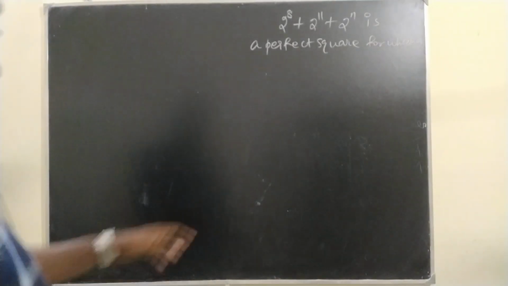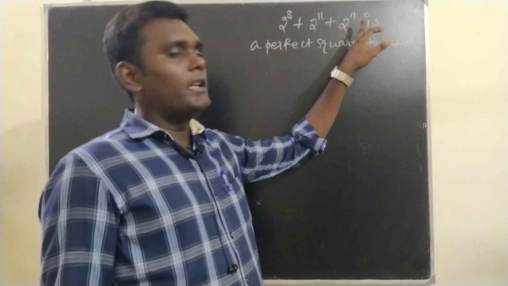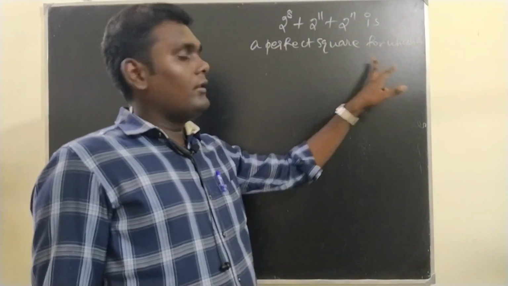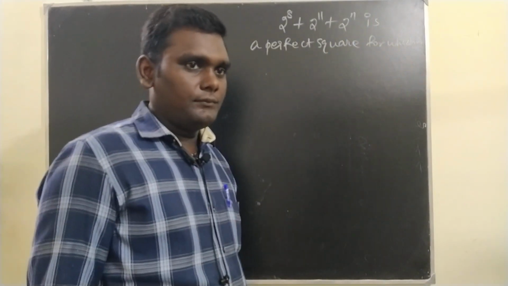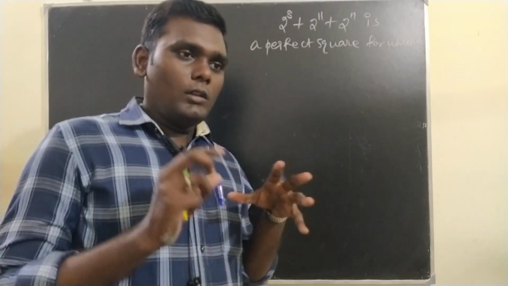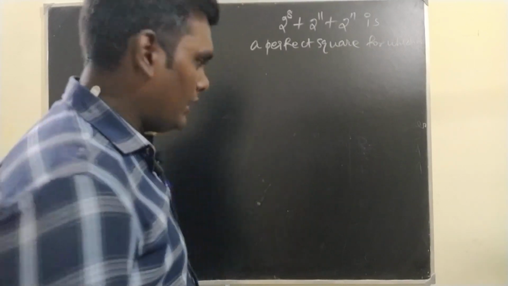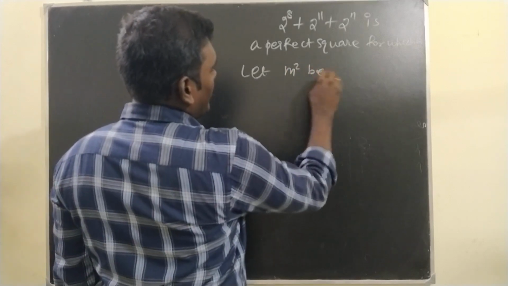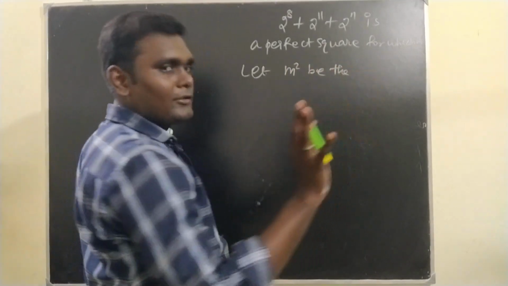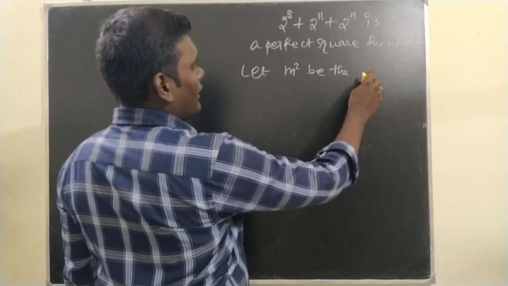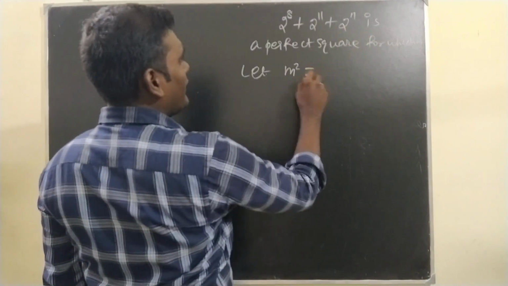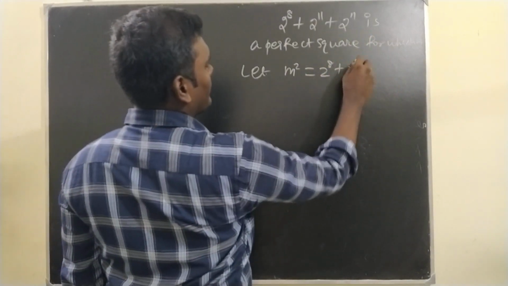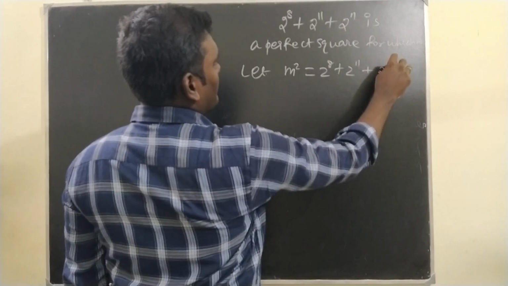See, 2 power 8 plus 2 power 11 plus 2 power n is a perfect square, for which n? They are asking. Okay. How will a perfect square look? Let some m square be that square. So let m square equal 2 power 8 plus 2 power 11 plus 2 power n.